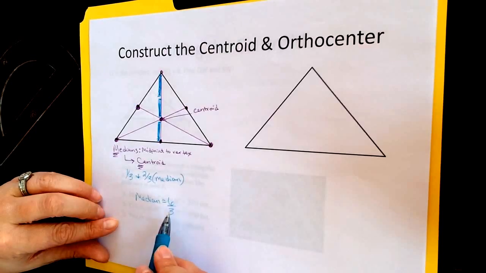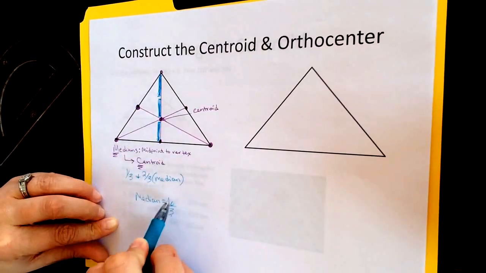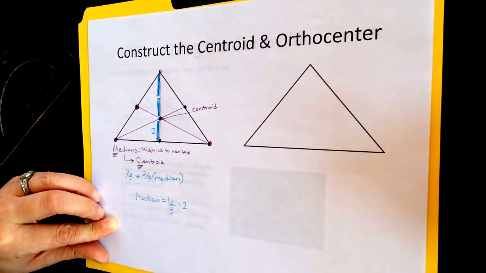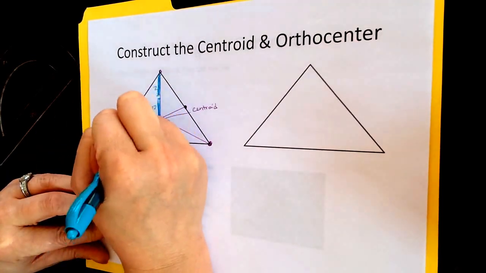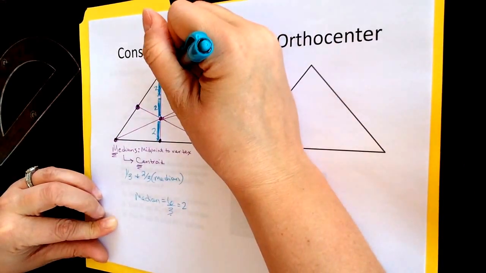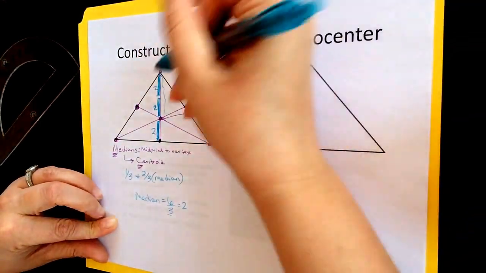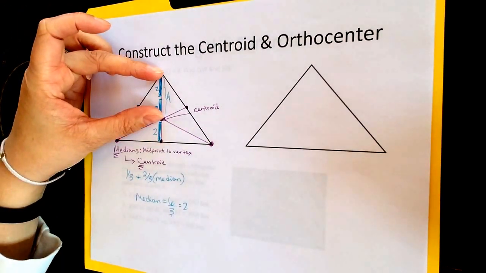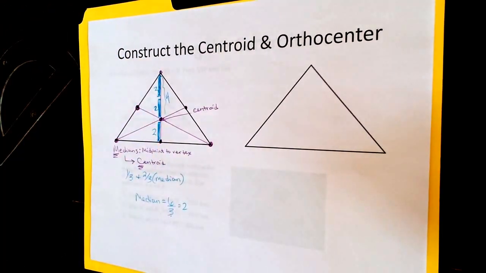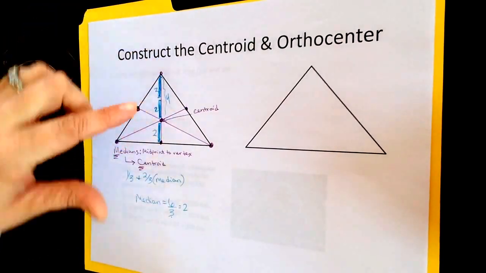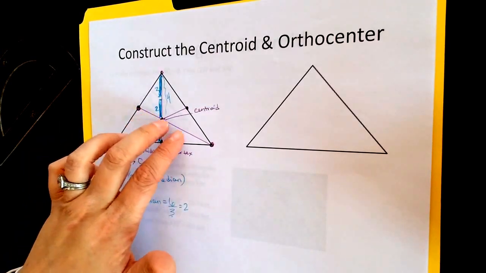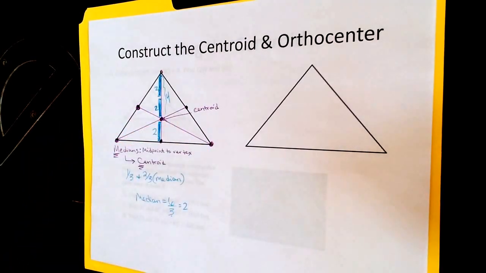So if our median was 6 all the way across, 1/3 of 6 is 2. Each of our congruent pieces is 2. So it would make sense that this top piece that's 2/3 is 2 plus 2, which is 4. So here's our 2/3 of the entire median. Here's our 1/3 of the entire median. And that would be true of these also. These don't have to be the same length, but they would also be 1/3 and then 2/3, or whatever they are. Okay, so that is our centroid.